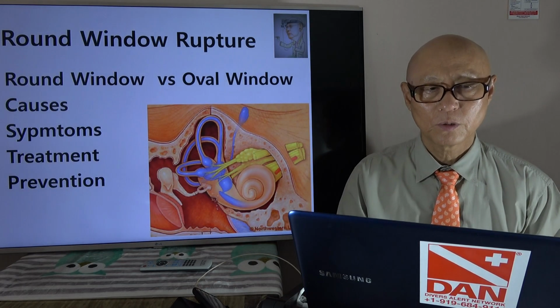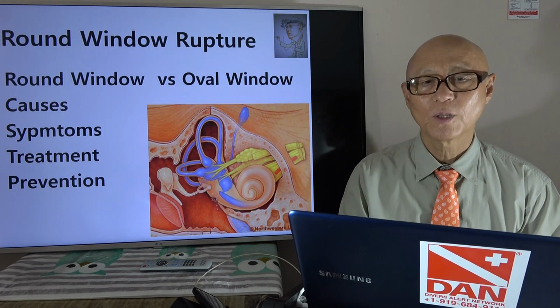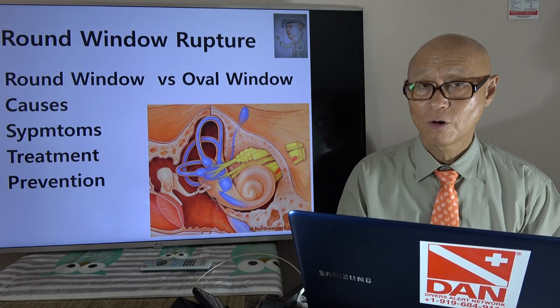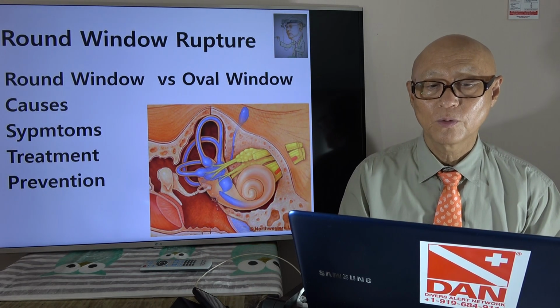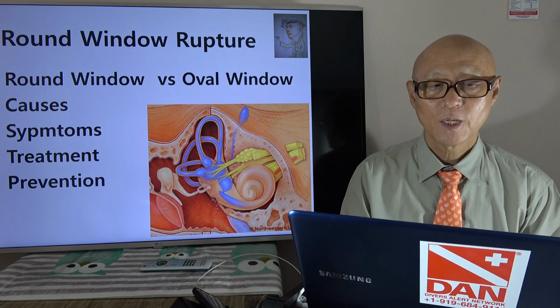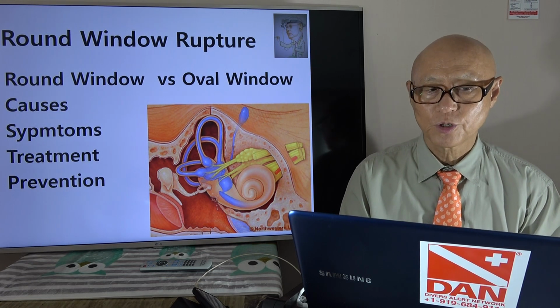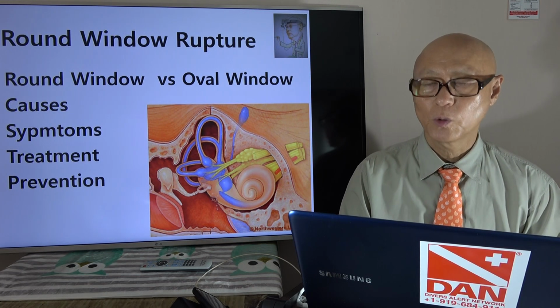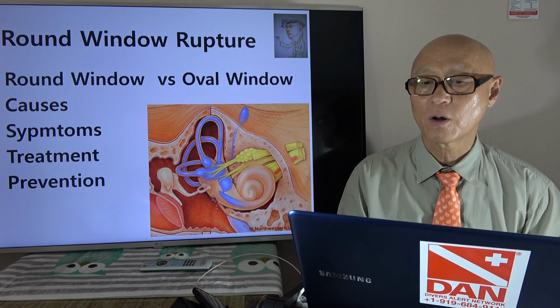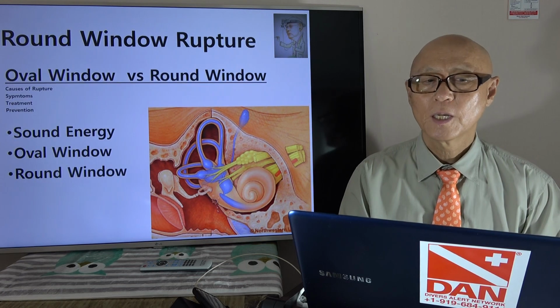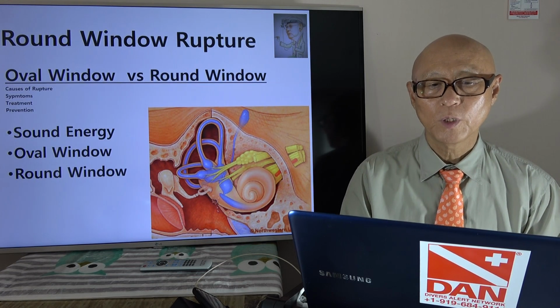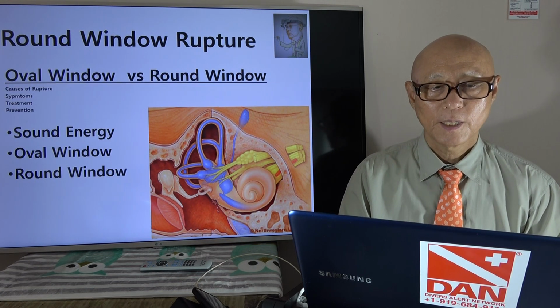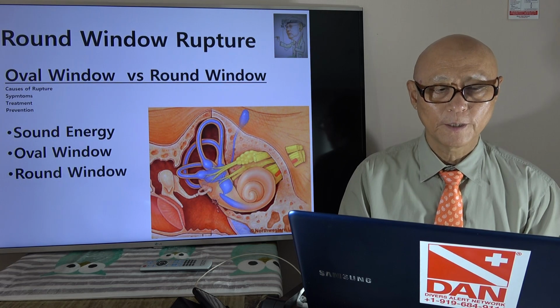So to talk about this round window rupture, we need to know about the oval window and the round window, the cause of the rupture, symptoms, treatment, and prevention, which is the most important part of today's presentation. Oval window and round window. Let's take a look at this one.